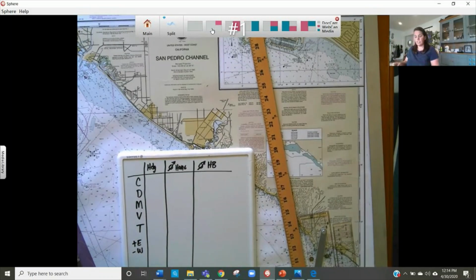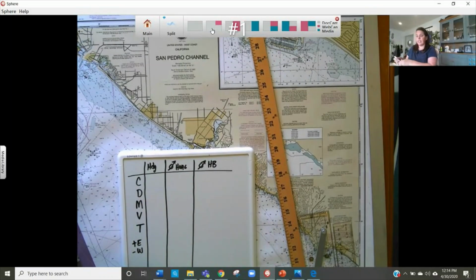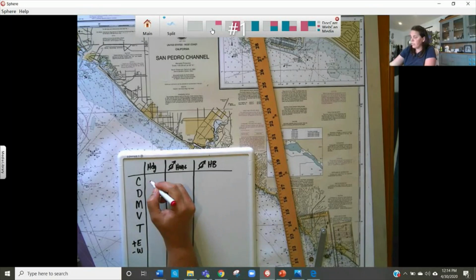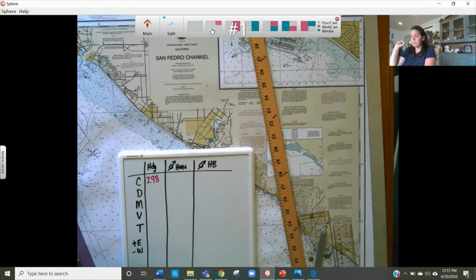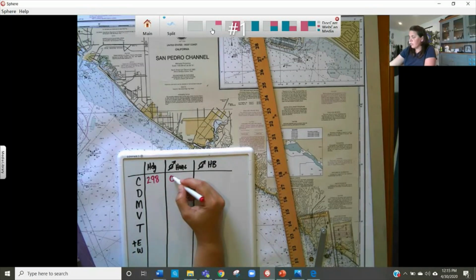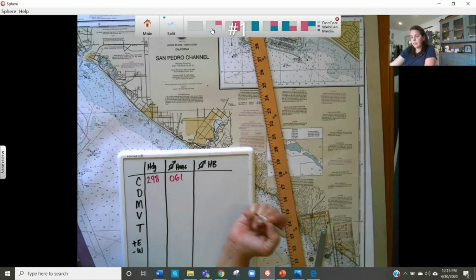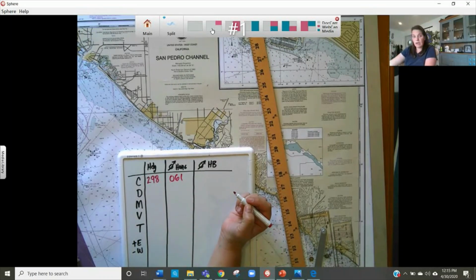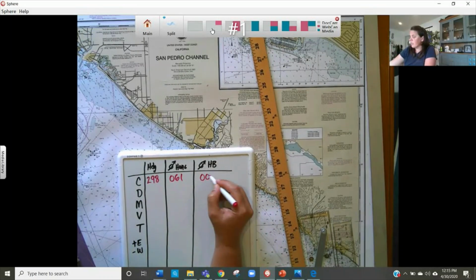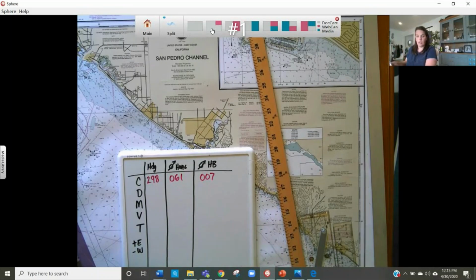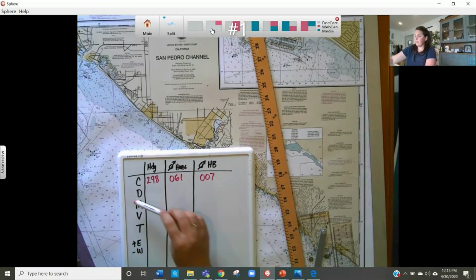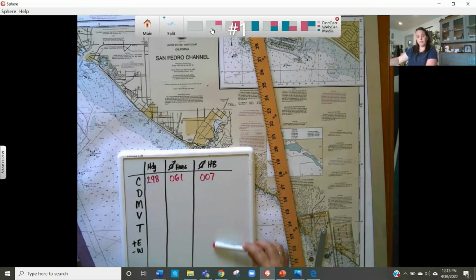What was given to us in the question said that our heading was 298. The bearing of Hoag Hospital was 061, and the bearing of the Huntington Beach Power Plant was 007. So I need to figure out my deviation so I can work my way down this math problem.